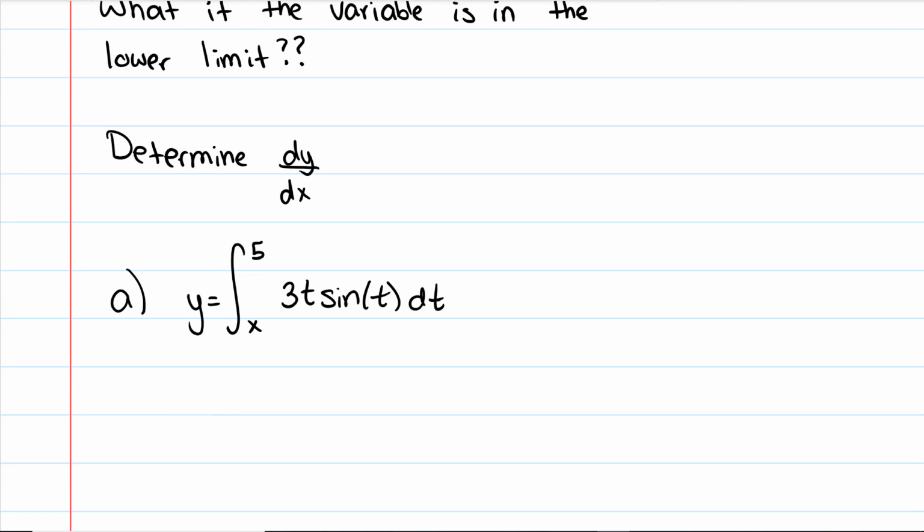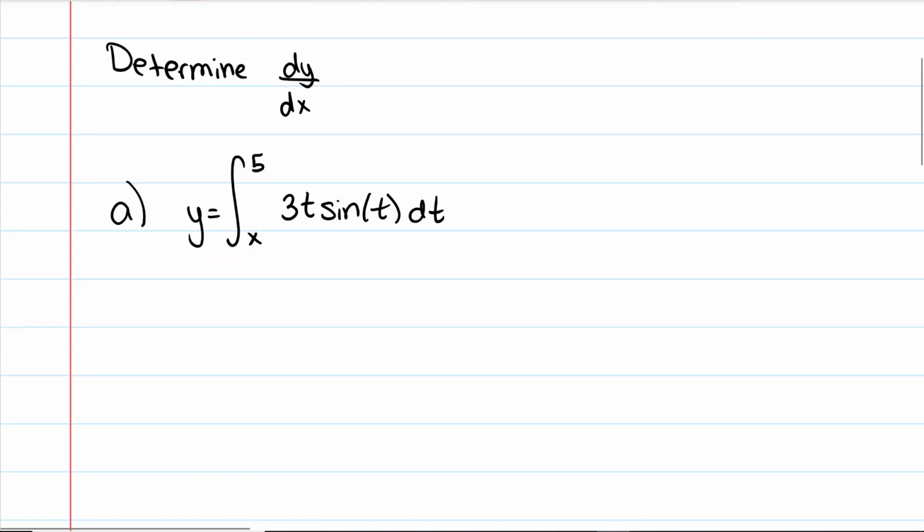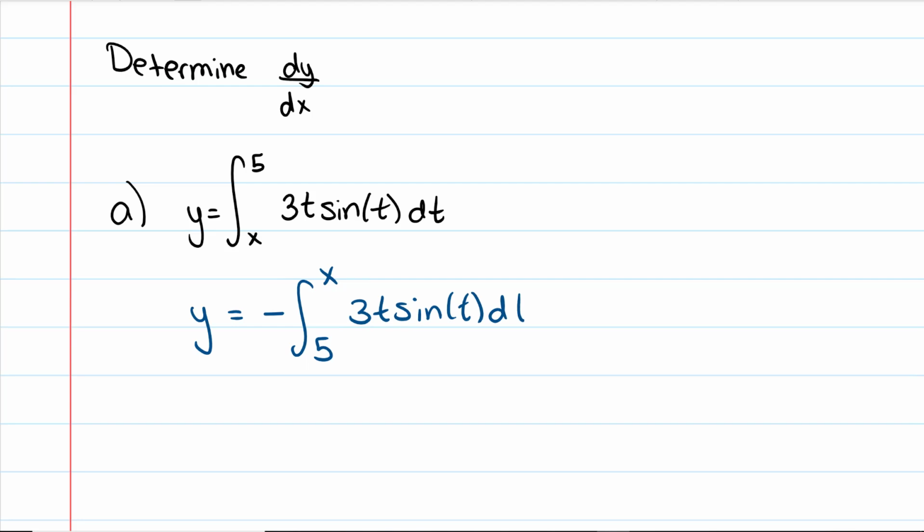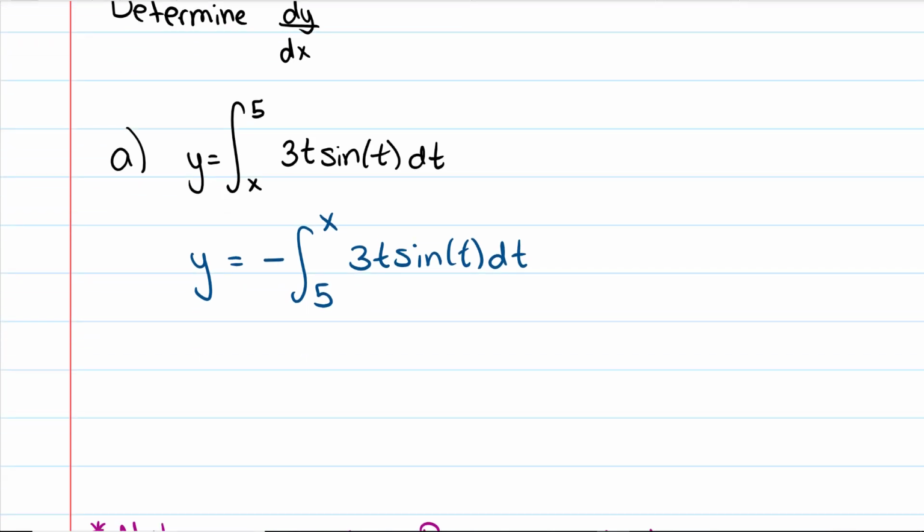So in example A, we want to determine dy dx. The problem here is that our integral is from x to 5 and not 5 to x. Well, we're going to use an integral property that says that you can switch the limits of integration if you put a negative sign in front of it. Okay, so now we fixed our problem.